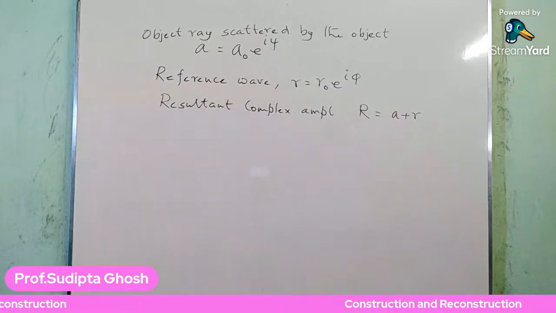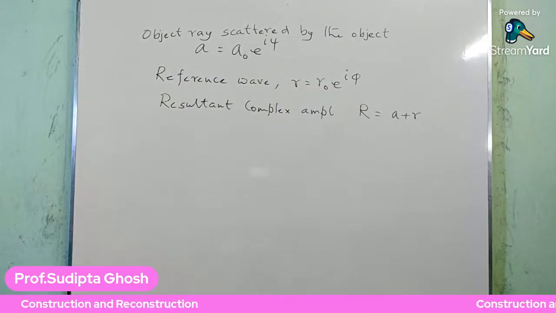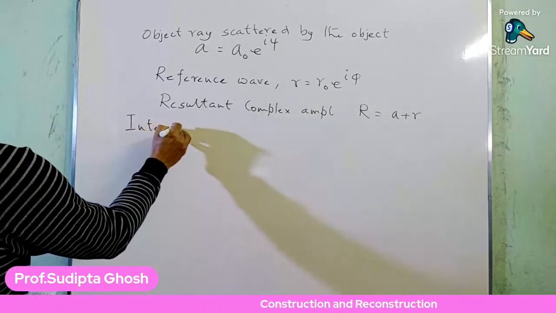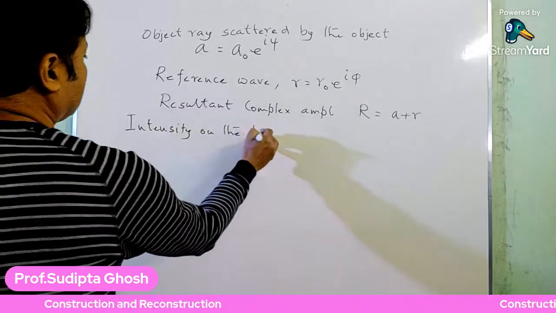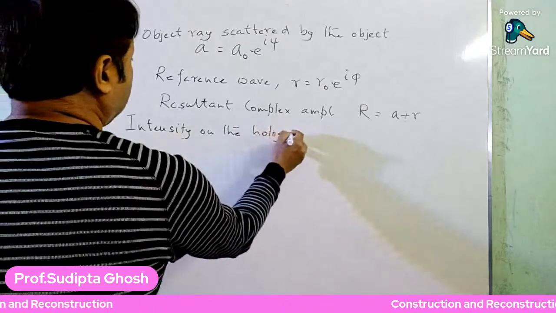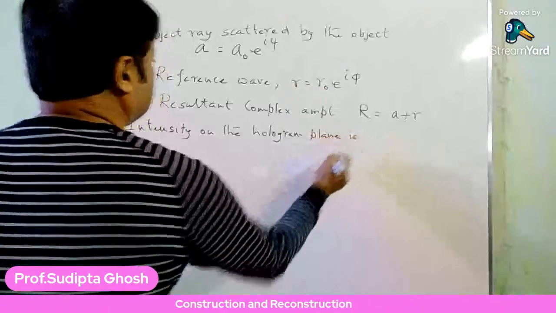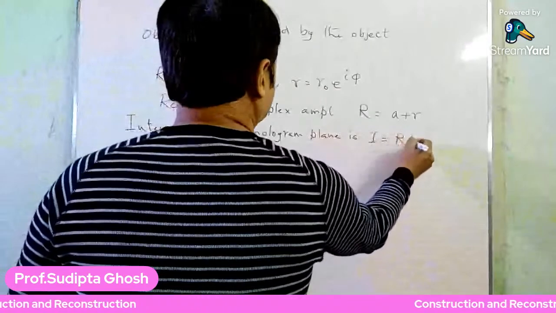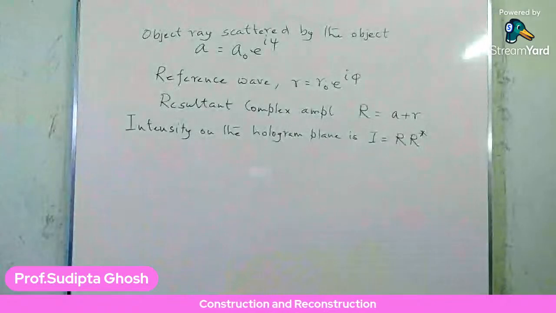Now what will be the intensity, as it is the resultant complex amplitude? So the intensity on the hologram plane will be capital I equals capital R into the complex conjugate of R, that is R star.